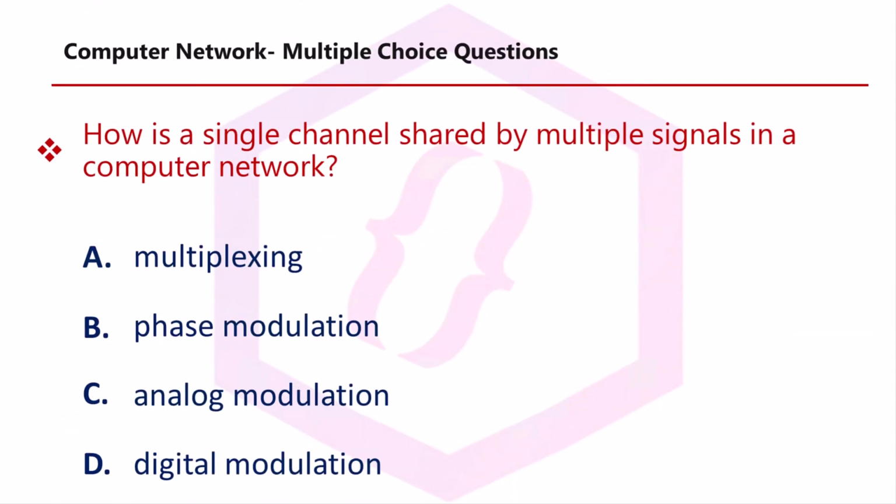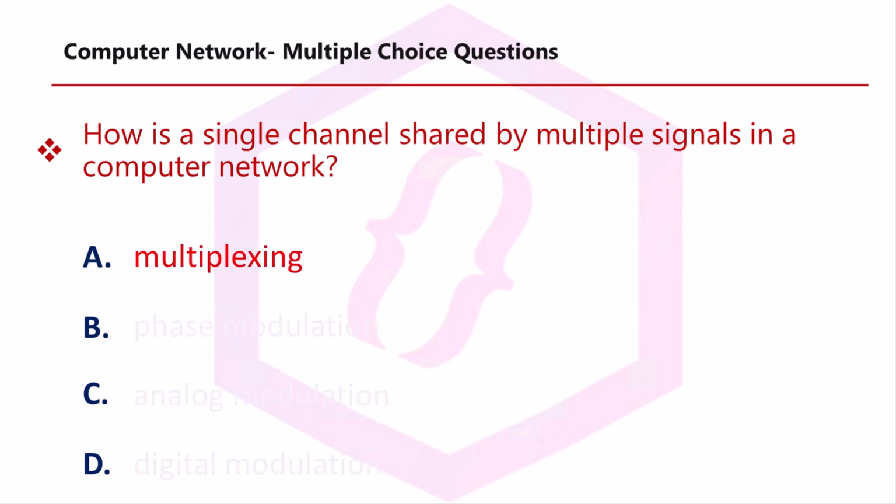How is a single channel shared by multiple signals in a computer network? Option A, multiplexing. Option B, phase modulation. Option C, analog modulation. Option D, digital modulation. The correct answer is option A, multiplexing.